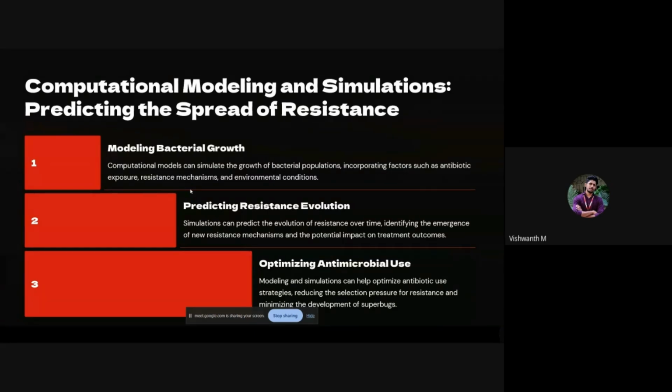Computational models are used to simulate bacterial growth, resistance evolution, and treatment scenarios. For instance, these models can predict how bacteria might develop resistance to a new antibiotic, or help researchers optimize its use. These simulations are also used to design strategies for minimizing the development of resistance in hospital settings.